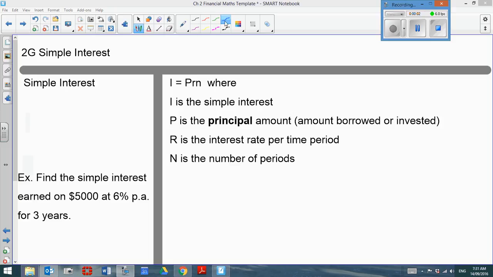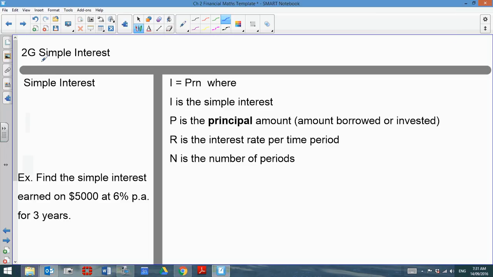Hello, Year 9. I'm just going to walk you through a few of these examples for 2G, which is on simple interest, and then I will leave you guys to try a few on your own as well.